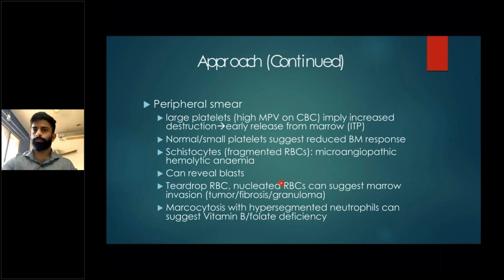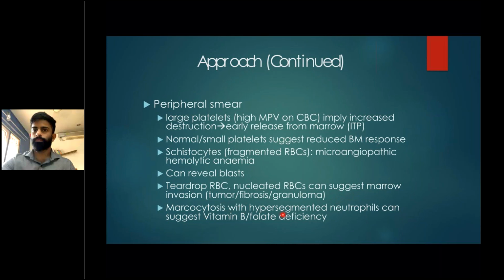These nucleated RBCs and teardrop RBCs are immature RBCs that are released from the bone marrow before maturation. So why are they released from the bone marrow? Because the bone marrow has cells in it which will take up the space. So either fibrosis or granuloma or tumor in the bone marrow will propel the immature RBCs to come outside into the peripheral blood. So that is why teardrop RBCs and nucleated RBCs can be seen.